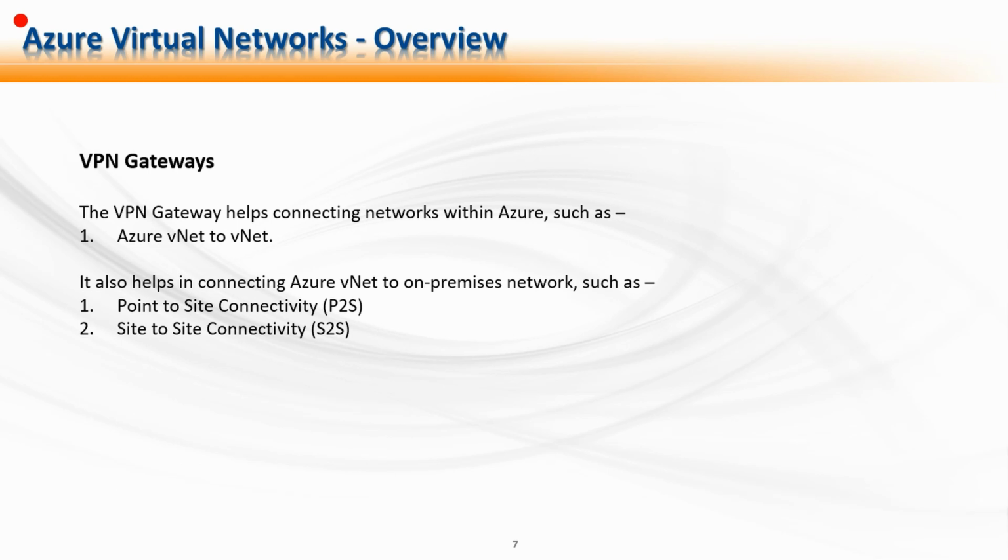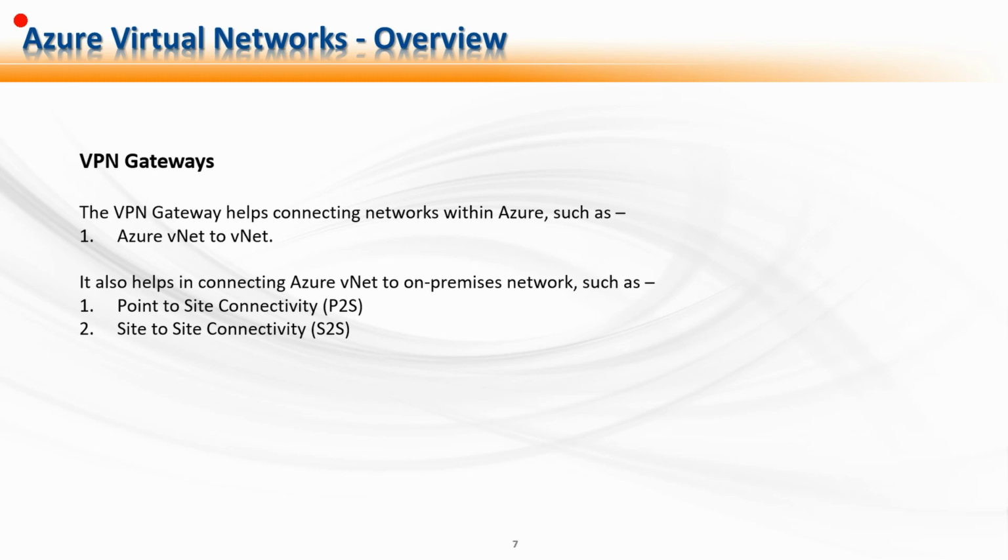We have been discussing VPN gateways in our previous sections. What are VPN gateways? The VPN gateway will help connect networks, such as an Azure Virtual Network with another Azure Virtual Network, or the Azure Virtual Network to the on-premises network, such that your on-premises network resources can connect with and talk to the Azure Virtual Network resources.